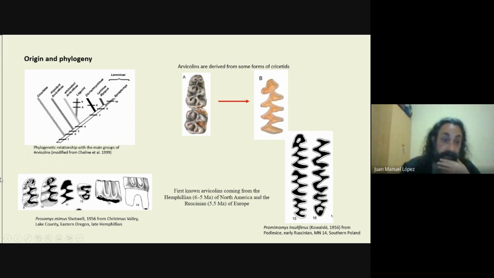This is the American species that is the oldest known Arvicolinae species, and the oldest known in Europe is this one. And from these cusps appear these triangles, and probably the arvicolines evolved from a form of Cricetid hamster, a fossil hamster.